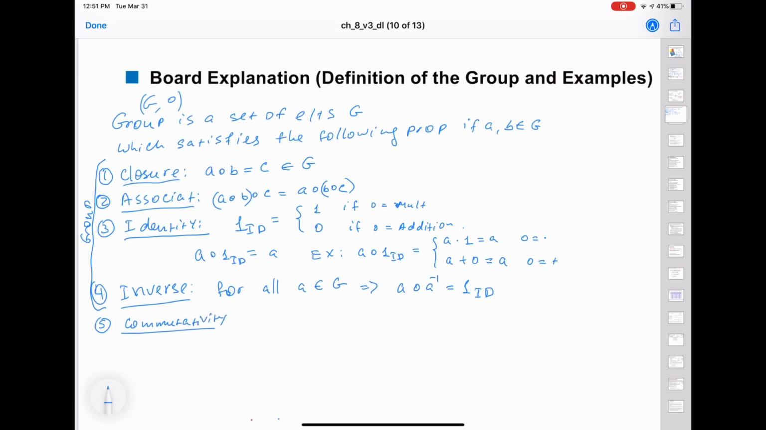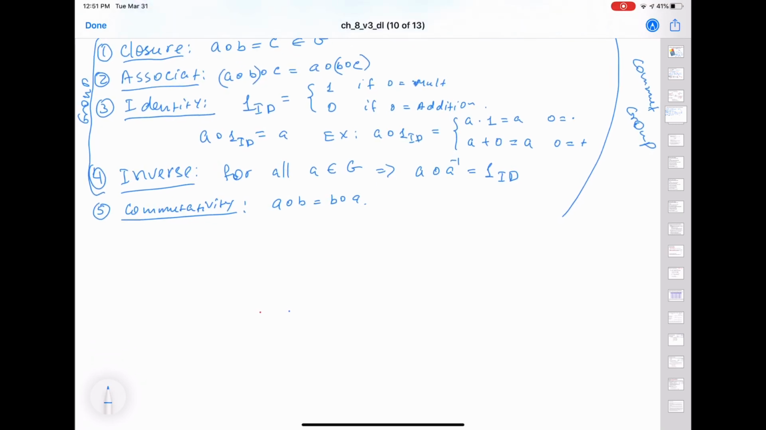We say commutative group. What is commutativity? A operation B is equal to B operation A. If it satisfies the 5 conditions, then we say it is a commutative group. So this is about the definition of the group, which we talked about in class.